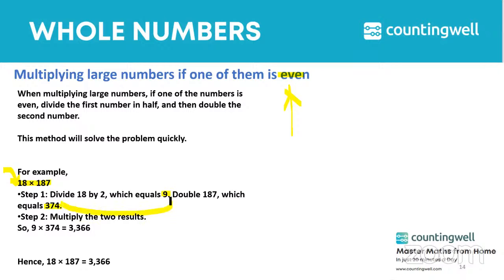Now you have to multiply 9 and 374 instead of 18 and 187. Note that here you are multiplying a 2-digit number with a 3-digit number, but here you are multiplying a 1-digit with a 3-digit number. So here the multiplication becomes easier. So multiplying, we get 3366, which is the product of the original numbers given.